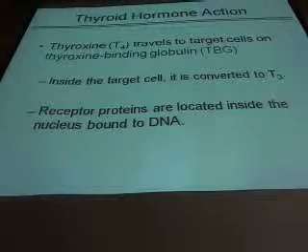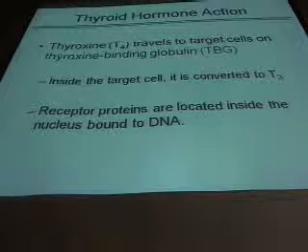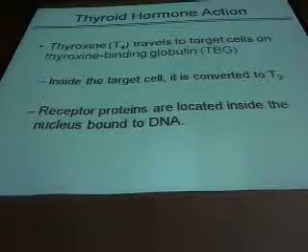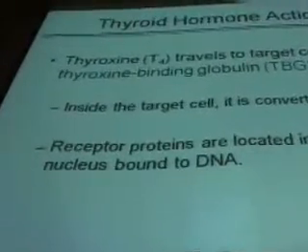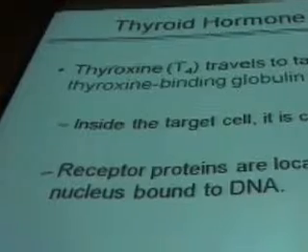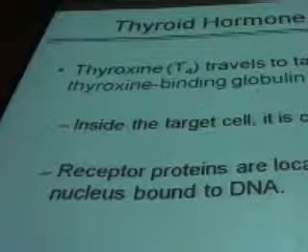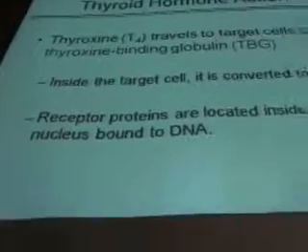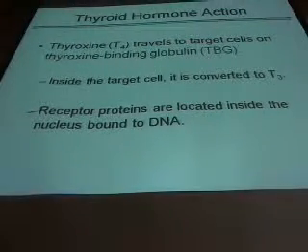Thyroid hormone. T4 travels to the target cells on TBG, thyroxine-binding globulin. Inside the target, it's converted to T3. Receptor proteins are located inside the nucleus bound to DNA.